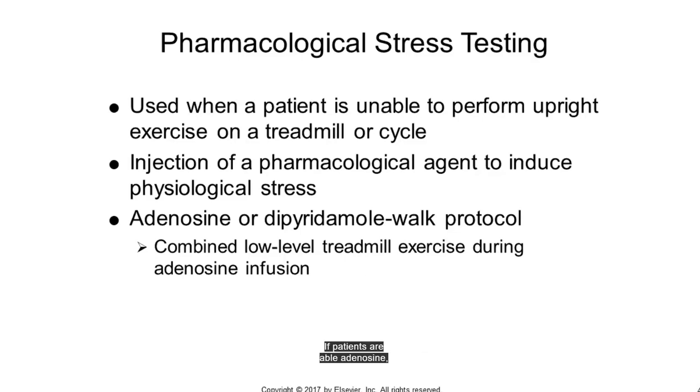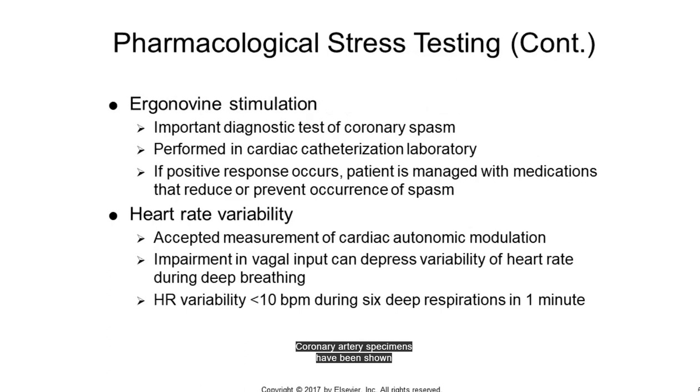If patients are able, adenosine or dipyridamole may be used while walking the patient with low-level treadmill exercise, which minimizes some of the side effects of these medications, such as flushing, nausea, and headache. Coronary artery spasms have been shown to play a role in ischemic heart disease. To demonstrate this coronary artery spasm, patients may be given incremental doses of ergonovine, much the same as methacholine is given in incremental doses to reduce a bronchospasm to diagnose asthma. As spasms occur, then medications can be given to reduce or prevent this coronary artery spasm.